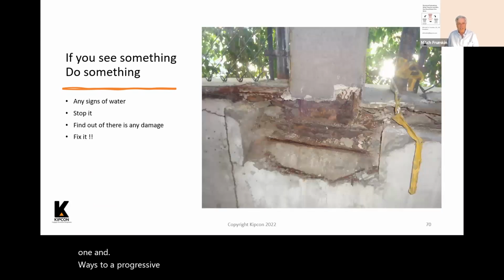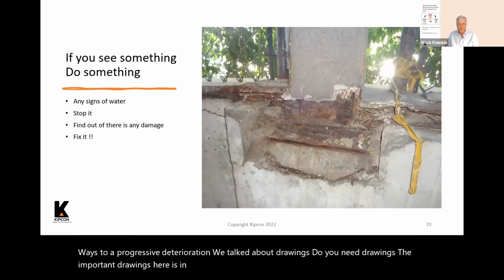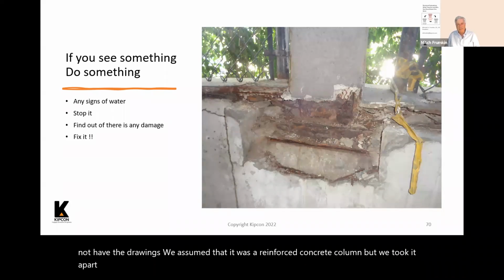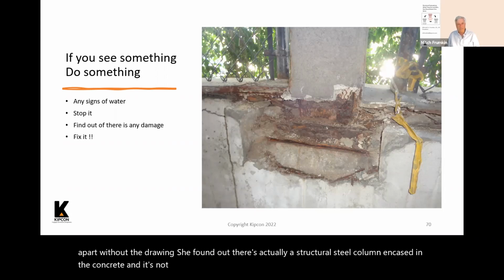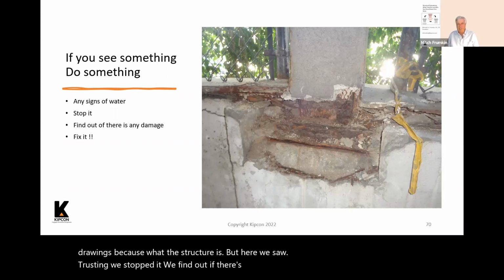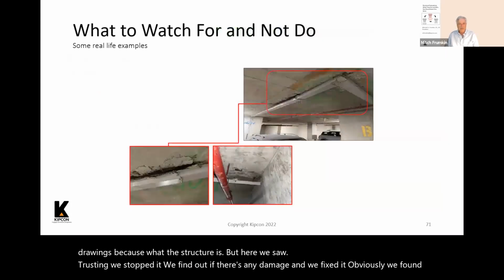We talked about drawings. Do you need drawings? The important point about drawings here is that in this column, we saw that it was rusting. We saw rust, but we did not have the drawings. We assumed that it was a reinforced concrete column, but when we took it apart without the drawings, we found out there's actually a structural steel column encased in the concrete, and it's not a reinforced concrete column. So that's the importance of the drawings, because you know what the structure is. But here, we saw rusting, we stopped it, we found out if there was any damage, and we fixed it.